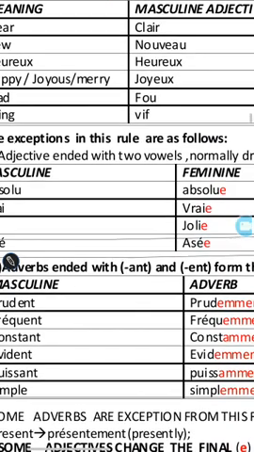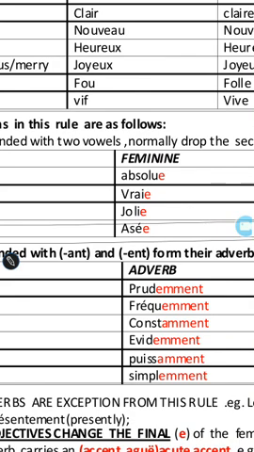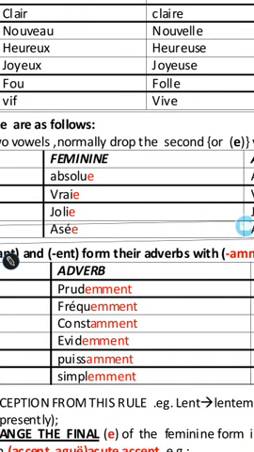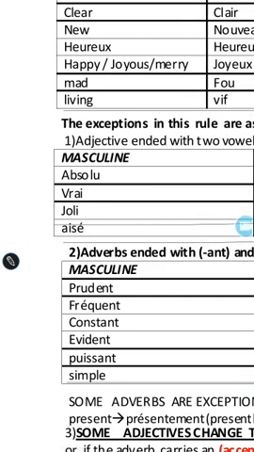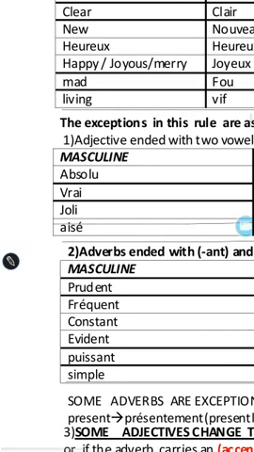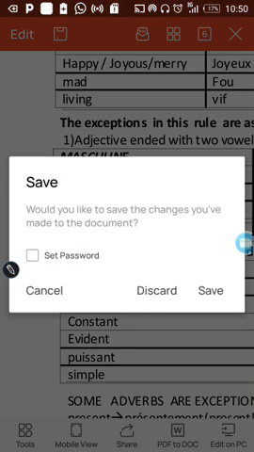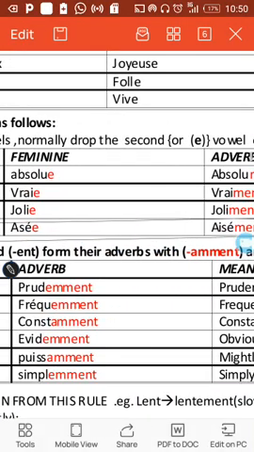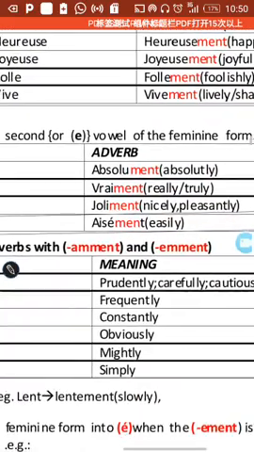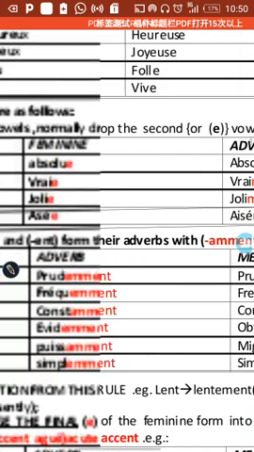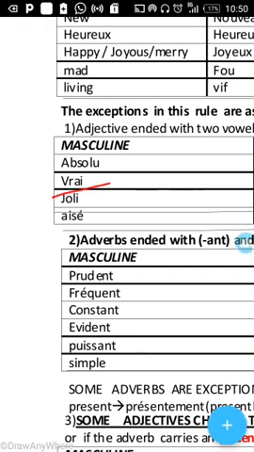You have joli, fine, nice. The feminine is jolie, and the adverb is joliment, pleasantly, nicely. You have aisé, easy. The feminine is aisée, but the adverb is aisément, nicely. Adverbs ending with ant and ent: adjectives that end with ant and ent form the adverb with amment or emment. So, you have it there.